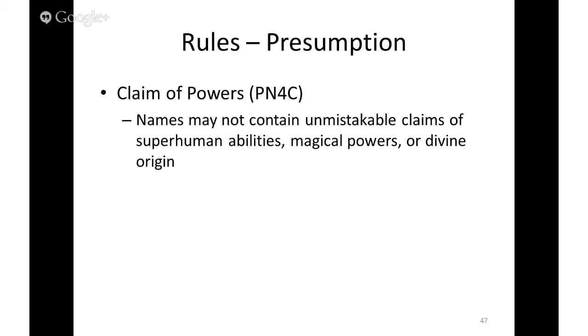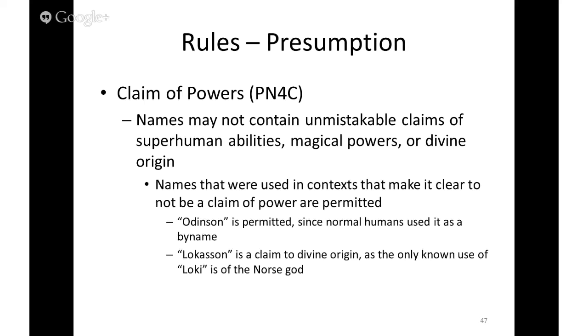Claim of powers. Names cannot contain unmistakable claims of superhuman abilities, magical powers, or divine origin. And this was very important in the early days of the Society when you had lots of elven sons and dwarven children and whatnot. Note that names that were used by normal people are okay. One of the examples is with Norse. There are actually lots of Norse people who went by the name of Odinson, son of Odin. Sure sounds like divine origin, but because normal people used it, we will allow you to register Odinson.